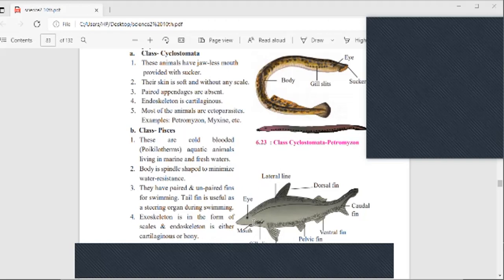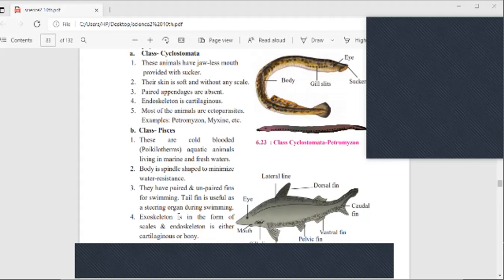It is very interesting to know: the mouth opens, water enters inside, the mouth closes, and the excess water goes out into the water body by opening of the operculum. The second time, the operculum opens, water enters inside, and then by opening the mouth, the water goes outside. That is very interesting in the case of Pisces, or fishes, the second class. Here they have paired and unpaired fins for swimming.